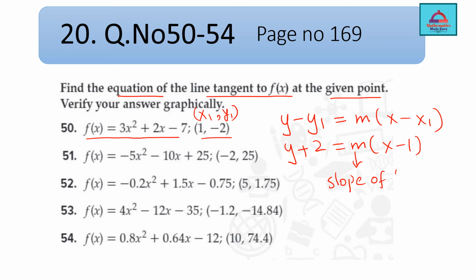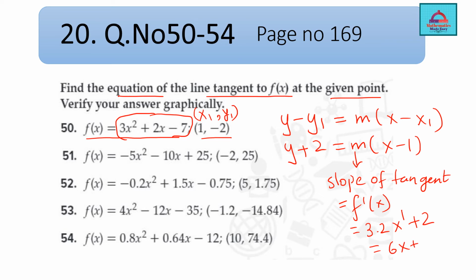So you can put that value, and the only thing you need is the slope of tangent. So for slope of tangent, now we are going to use the shortcut or the formula, which is f prime of x. So we find the derivative. What is the derivative of this? Let's apply power rule, 6x plus 2, and we apply this slope at the point x equal to 1, y equal to minus 2. So 6 times 1 plus 2, this is 8. So what is the equation? Let's find out our answer for this question and others as well.